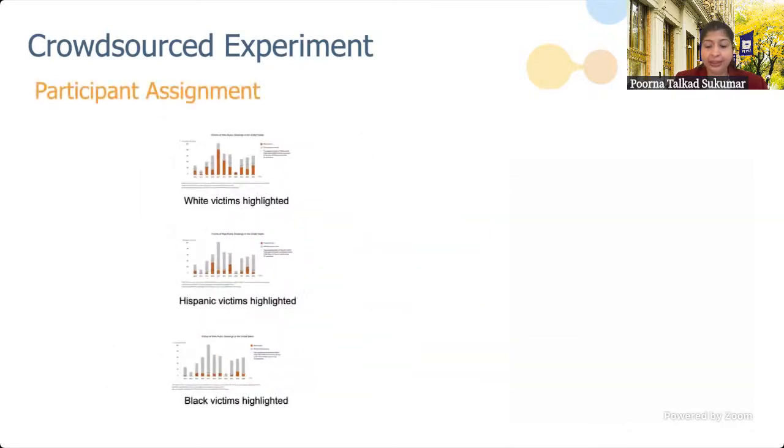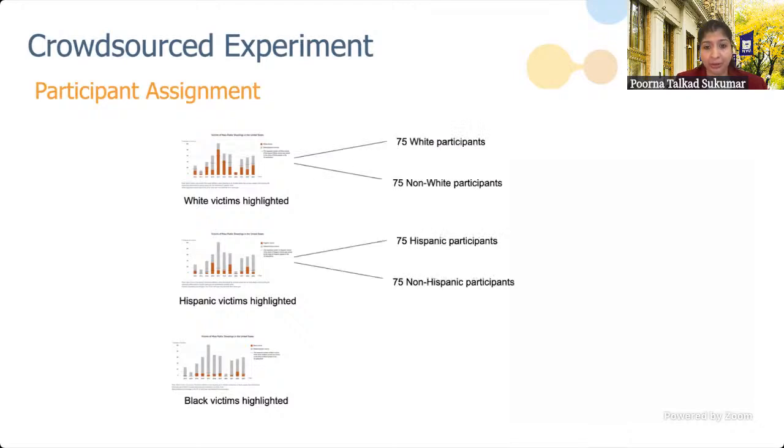And for each of the three conditions, we assigned 75 participants who identified with the same racial group highlighted in the visualization, and 75 participants who identified with a different racial group. And this setup allowed us to compare reactions when participants viewed data about their own race versus a different race.